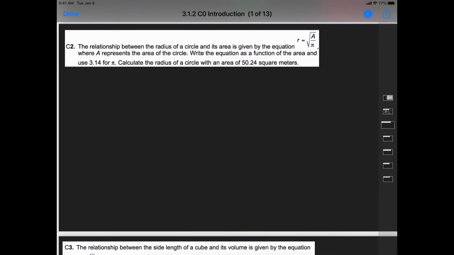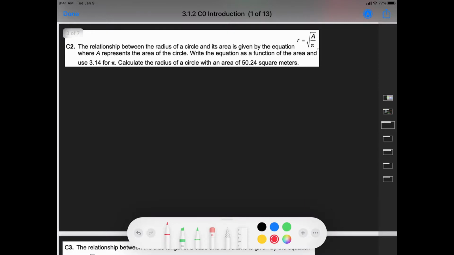Alright, C2, the relationship between the radius of a circle and its area is given in this equation. So let's write down that equation. R equals square root of A over pi. Okay, let's do some highlighting, super helpful. A represents the area of the circle, so that's this one right here. Write the equation as a function of the area and use 3.14 for pi. Calculate the radius of a circle with the area of 50.24.